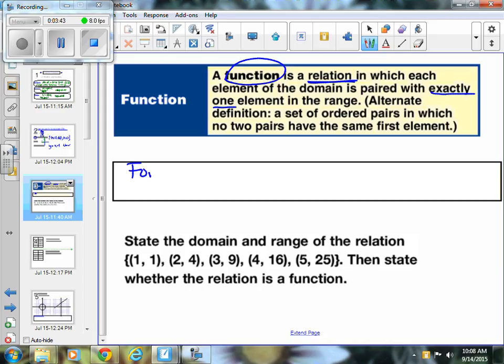So for every x value you have, so for every x is paired with exactly one y.